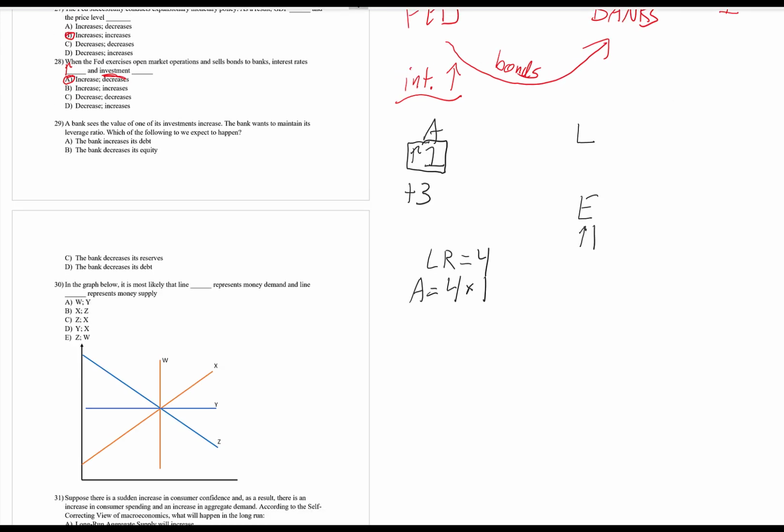So essentially we're trying to grow the bank. In order to increase the left side of the balance sheet by 3, we have to increase the right side of the balance sheet by 3. So this means we have to borrow money. So we are increasing our loans. The bank is increasing its debt. So we have to borrow, which means we have to take on debt. The answer is A.